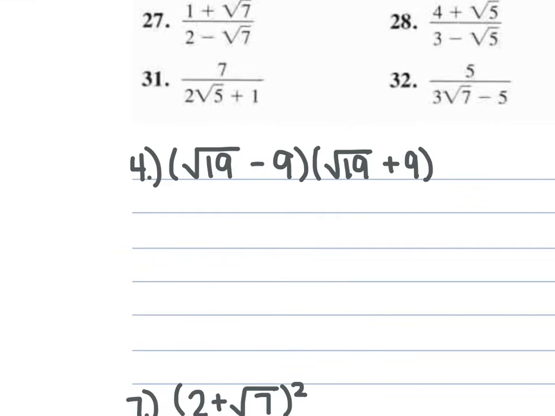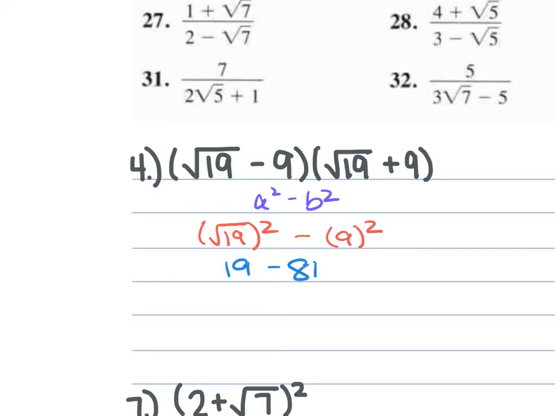For 4, we have the square root of 19 minus 9 times the square root of 19 plus 9. So our a is the square root of 19, our b is the 9. We're going to use a squared minus b squared. So we're going to have the square root of 19 squared minus 9 squared. Square root of 19 squared is 19. The 9 squared is 81. 19 minus 81 is negative 62.